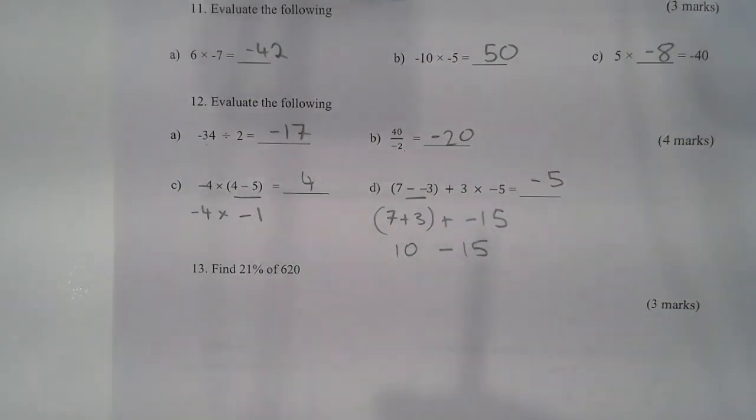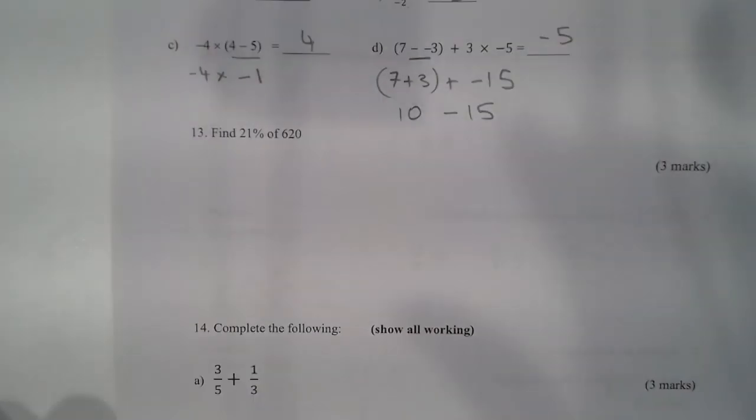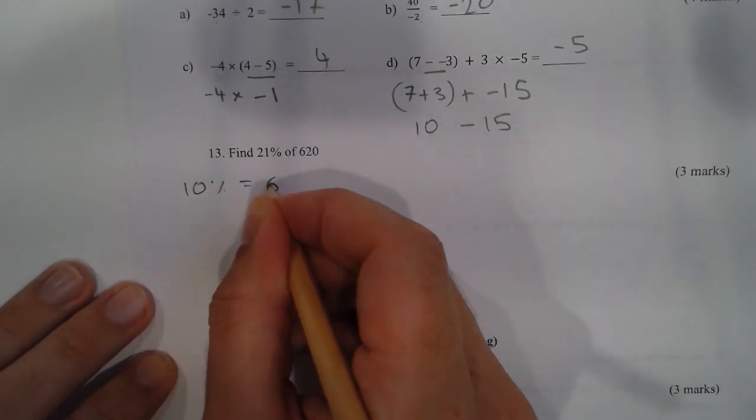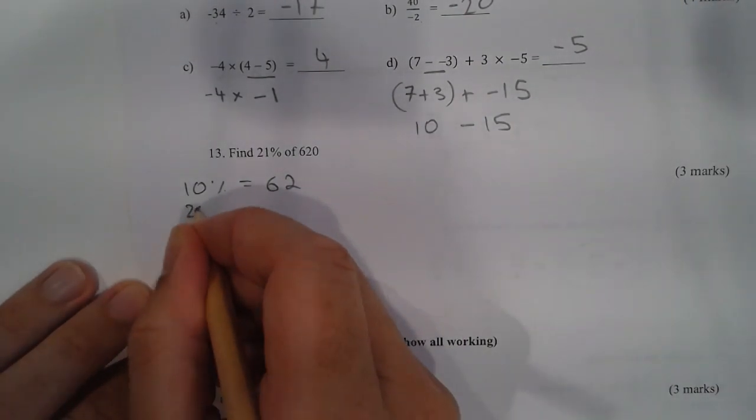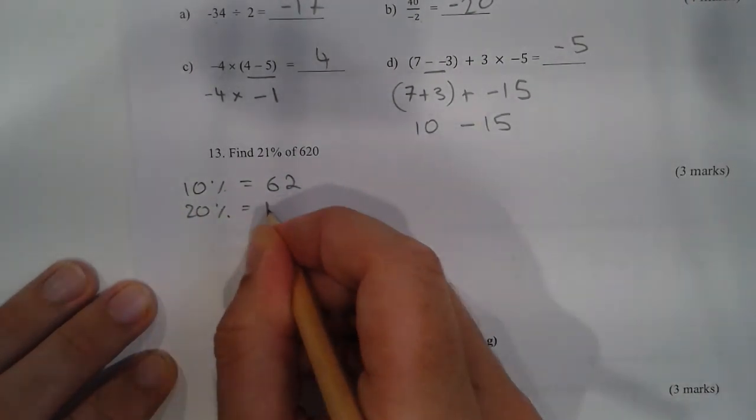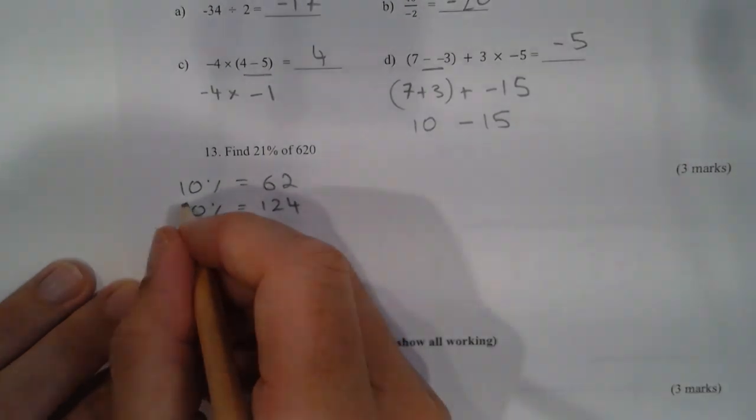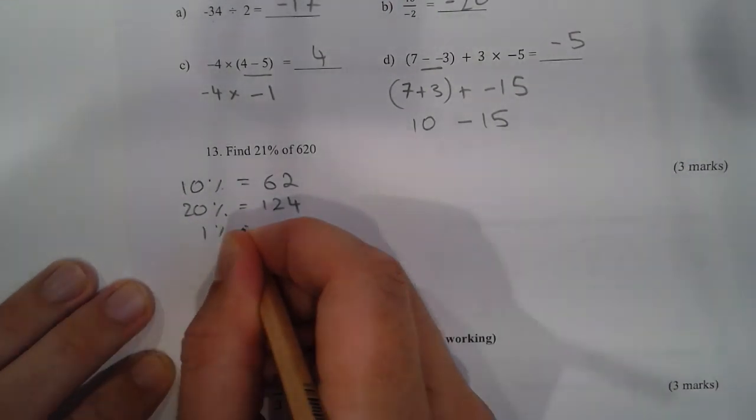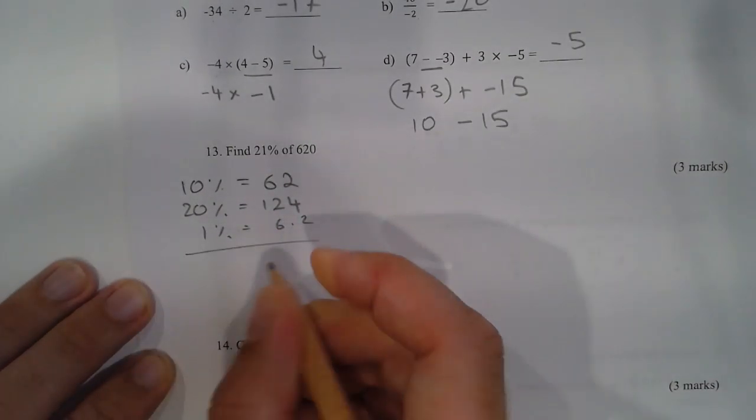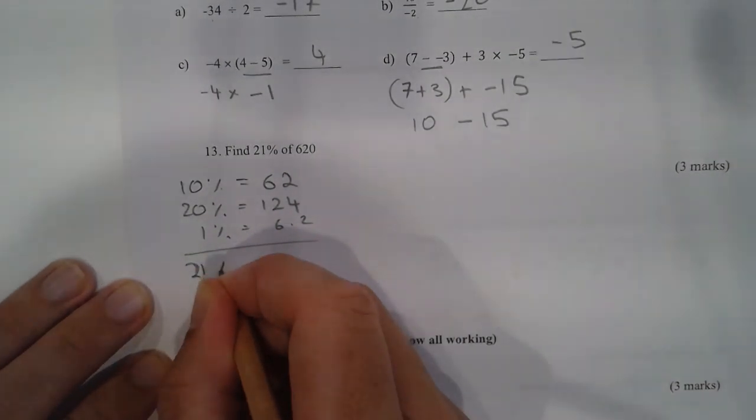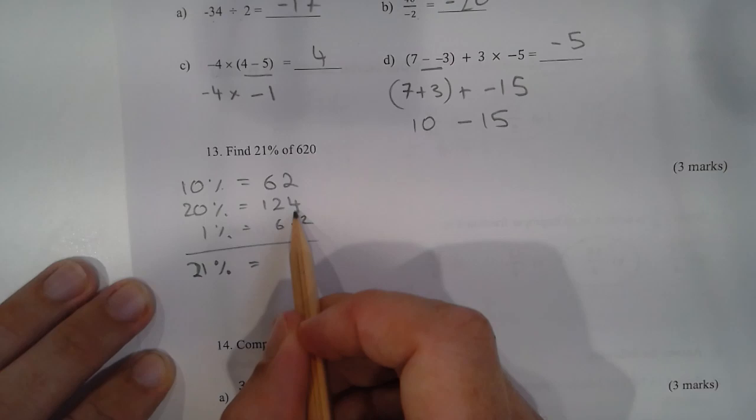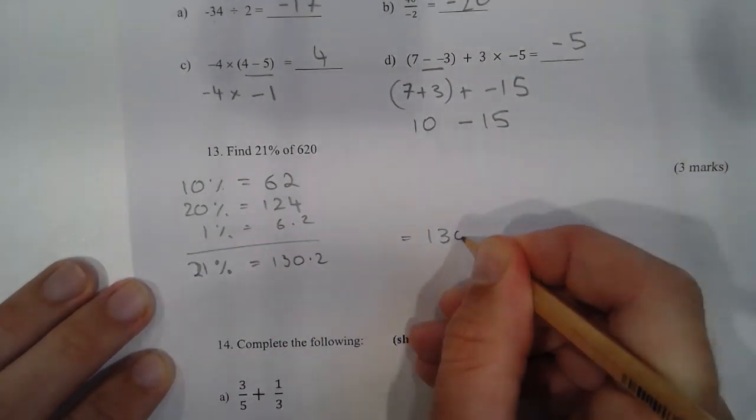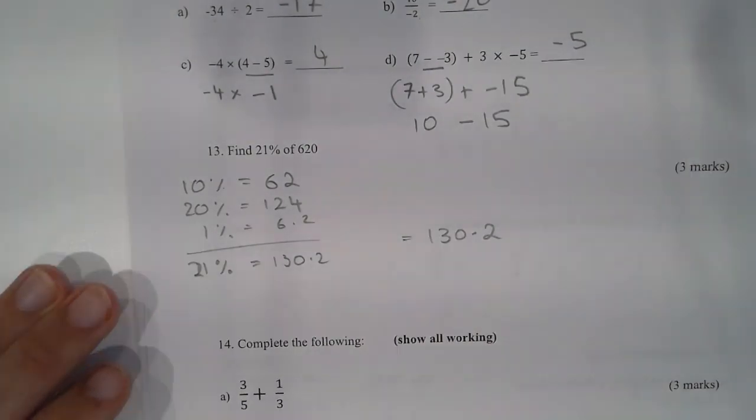13. Find 21% of 620. Alright. So 10% must be 62. Therefore 20%, if I double it, must be 124. And if I divide this by 10 to get 1%, must be 6.2. So 21%, if I add it up, 124, well that'd be 130.2. So 130.2 is our answer.